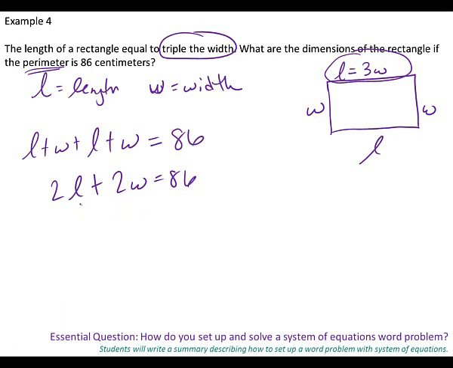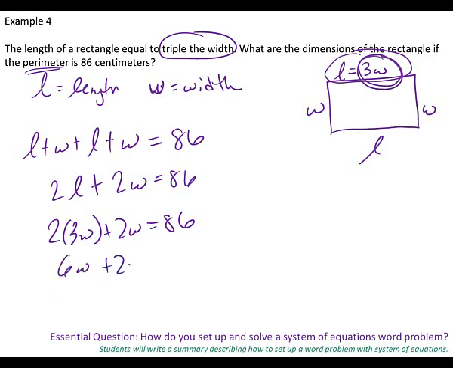So, what am I going to plug in for the L's? What did we decide? 3W. So 2 times 3W plus 2W equals 86. What's 2 times 3? 6W plus 2W equals 86. So what's 6 plus 2? 8W equals 86. So I'm going to divide by 8. What do we end up with?